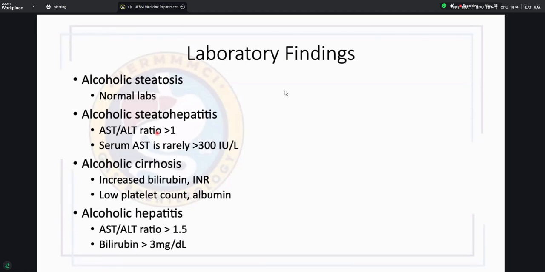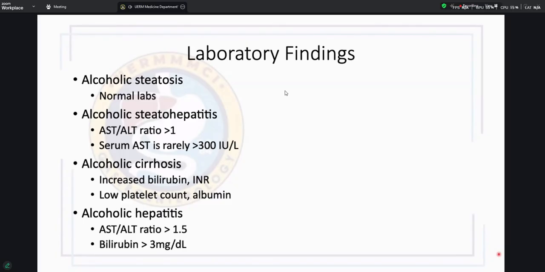This is because AST is present in both mitochondria and cytoplasm, and ALT is mainly cytoplasmic. So when there is alcoholic liver injury, the damage is primarily in the mitochondria, leading to release of mitochondrial AST into the bloodstream. So this gives a disproportionately higher AST level, but the AST level actually does not exceed 300 IU per liter.